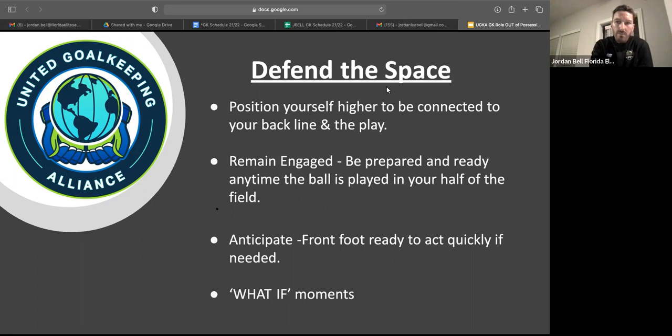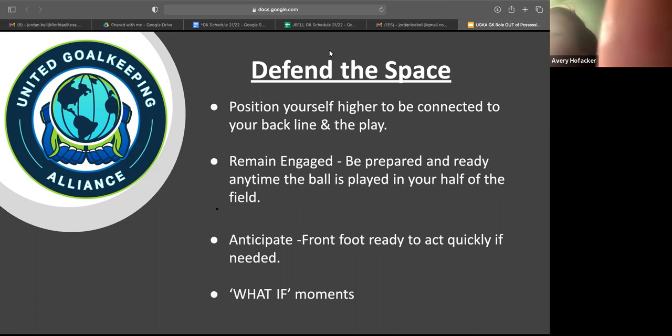Anybody put their hand up? Avery, yes? A what if moment is when the other team has possession, or when your team has possession in your half, and you have to be ready for the possibility of a shot or a cross that'll come into your box. Exactly. I love that answer.